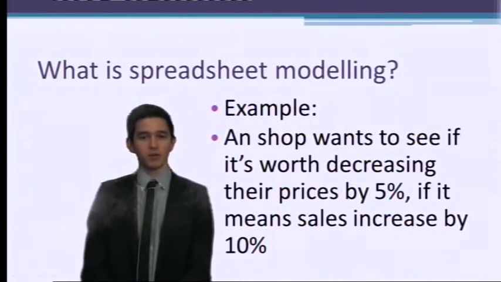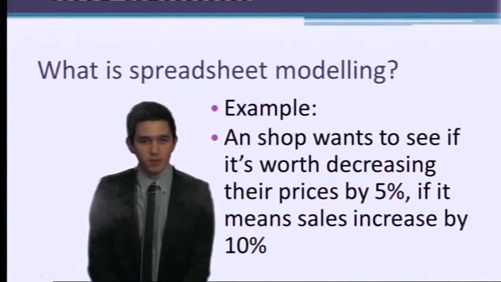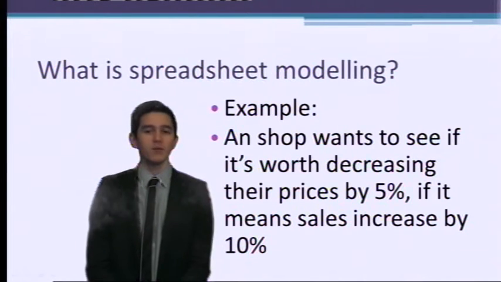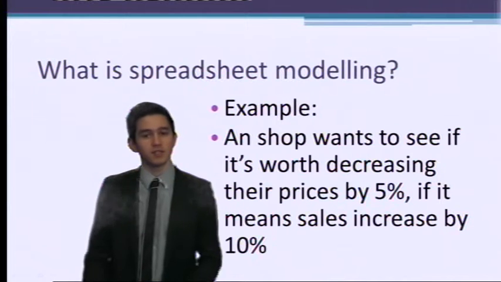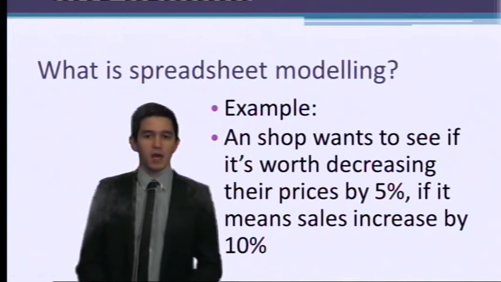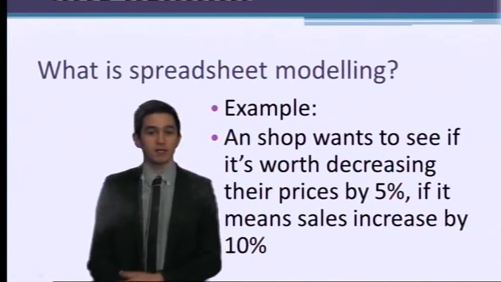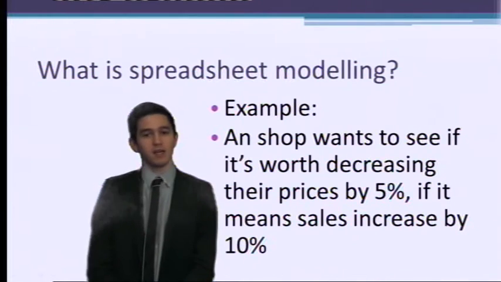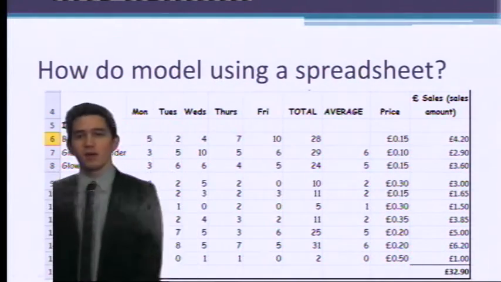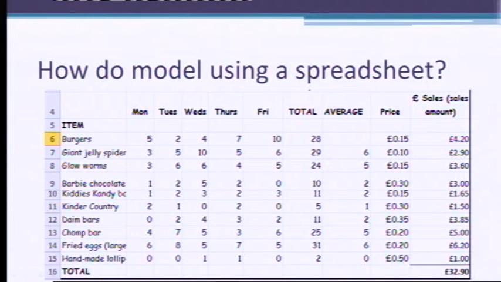So the example I'm going to cover is a shop. Imagine you've set up a spreadsheet for a shop and they want to see if it's worth decreasing their prices, so having a 5% discount, if their sales increase by 10%. We're going to work out if they should do it or not. So imagine that we've got a spreadsheet here. I've got a list of items that they sell and the totals and the prices they sold them at.